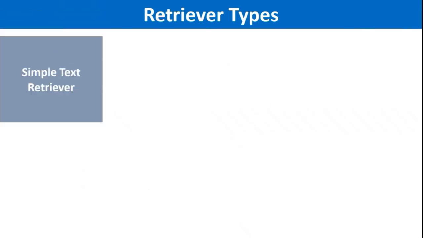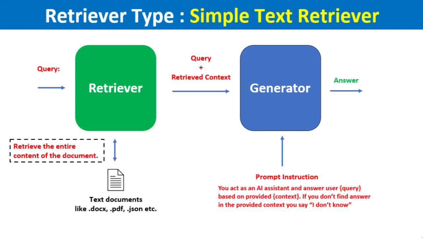In the retriever, there are different retriever types. The first one is the simple text retriever. The simple text retriever is designed to handle straightforward use cases where the goal is to retrieve and use the full content of text documents such as a .txt file, PDF, or Word documents. Unlike other retrievers that retrieve specific sections or semantically relevant snippets, this retriever retrieves the entire document as context. It then sends this full content to the generator along with the user's query to produce a detailed response.